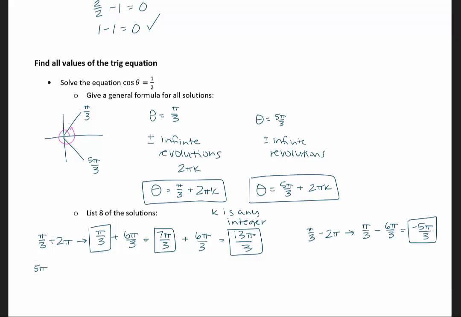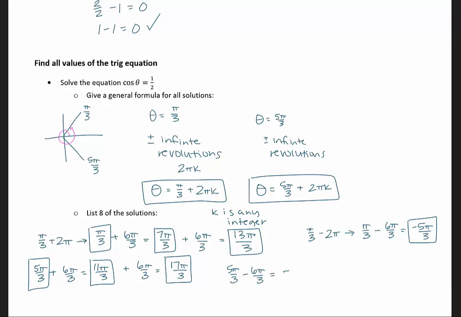So 5 pi over 3, if I add 6 pi over 3, I get 11 pi over 3. So there's one solution, two solutions. We add another 6 pi over 3, giving me 17 pi over 3. And then I could take 5 pi over 3 and subtract 6 pi over 3, giving me negative pi over 3. So I do have 8 solutions here, and it's just a coincidence that when I subtract 2 pi from the other one, I got these values but negative. And so that won't always happen.